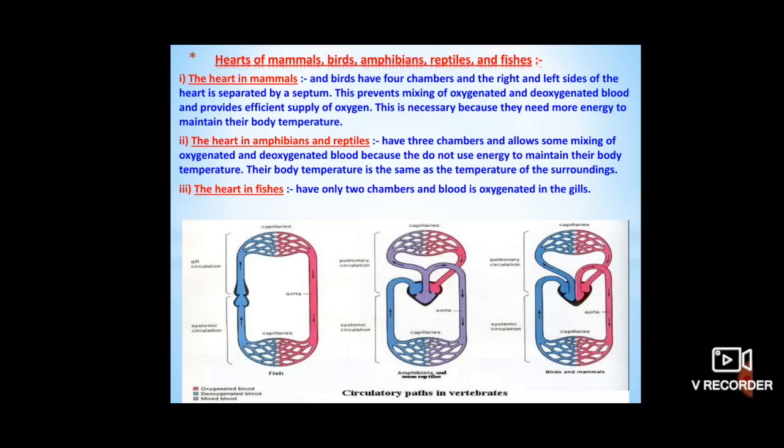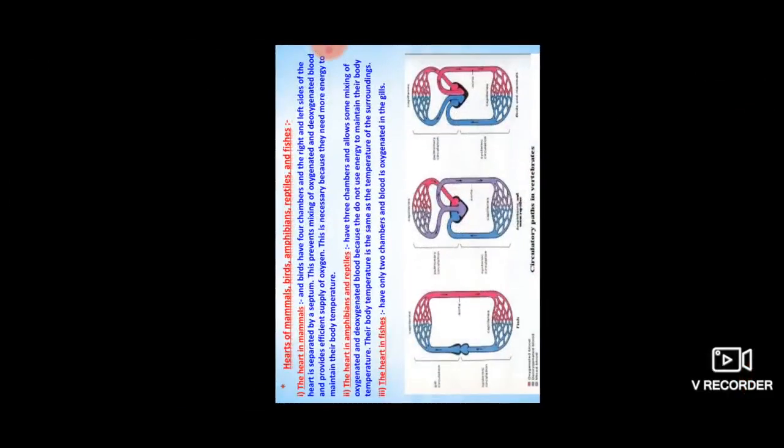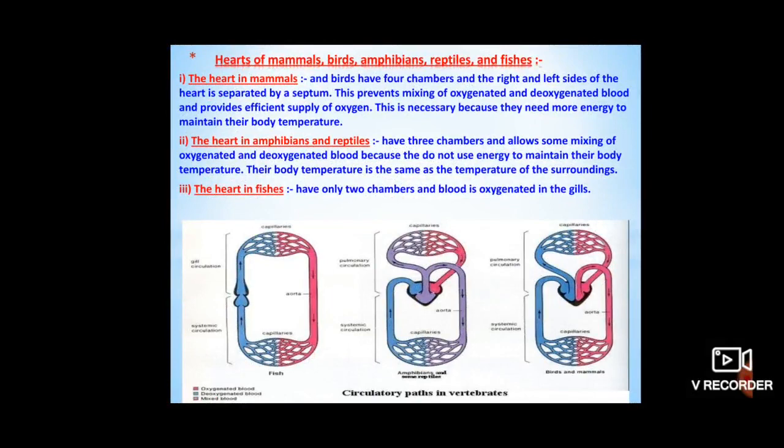Now similarly in amphibians and reptiles. Most probably, amphibians and reptiles have a three-chambered heart, and here some mixing of oxygenated and deoxygenated blood takes place in these amphibians and reptiles, because they do not use energy to maintain their body temperature. Amphibians and reptiles are cold-blooded animals, but mammals and birds are warm-blooded animals.